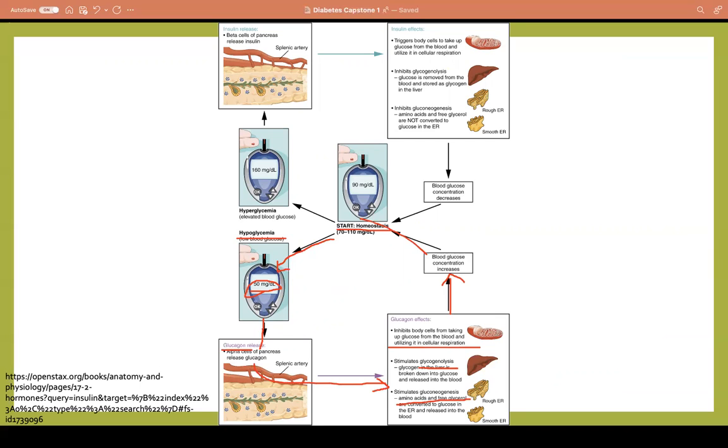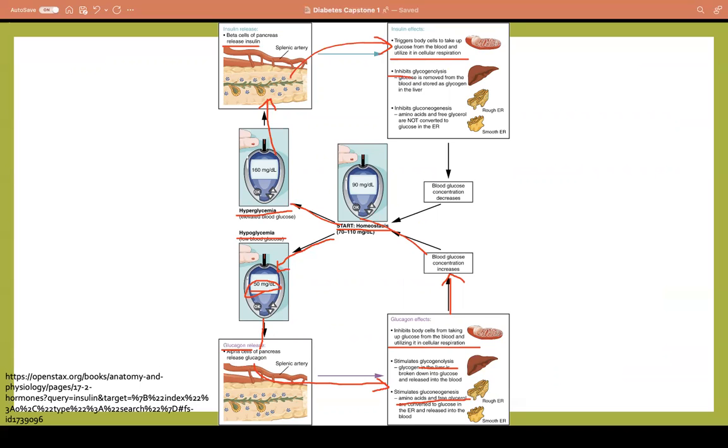So say that our blood sugar is too high. This is hyperglycemia, elevated blood glucose, and the beta cells in our pancreas are going to release insulin, and this is going to cause a couple different effects. This triggers body cells to take up glucose from the blood and utilize it for cellular respiration to hopefully get the blood glucose levels back down.